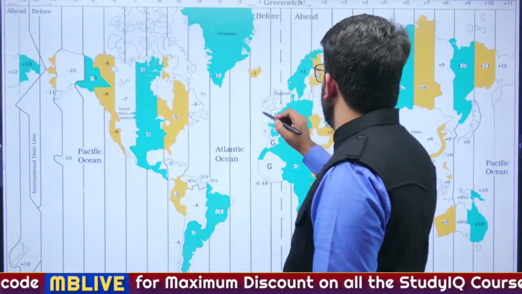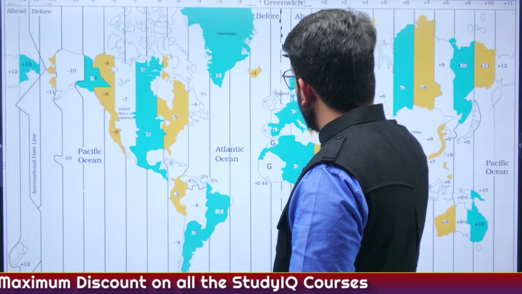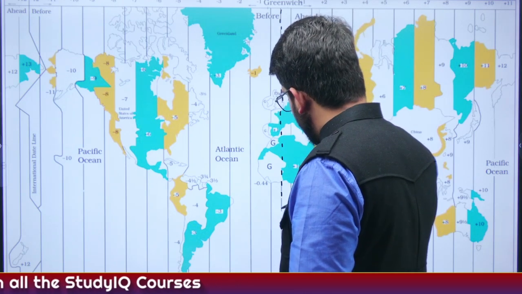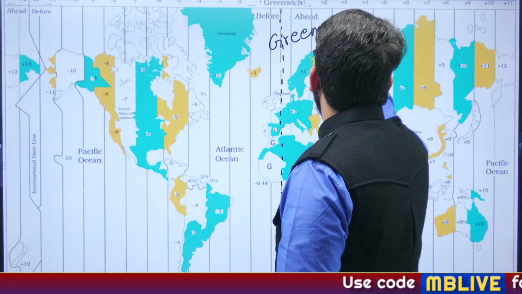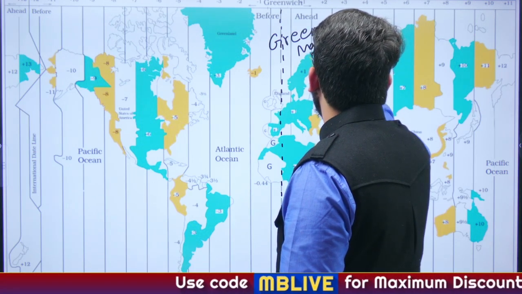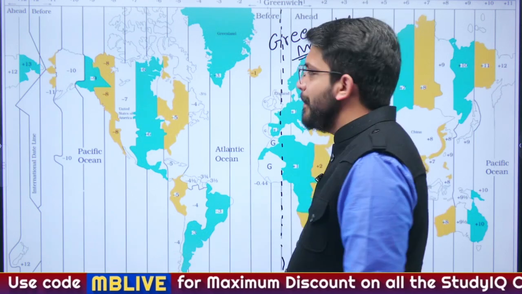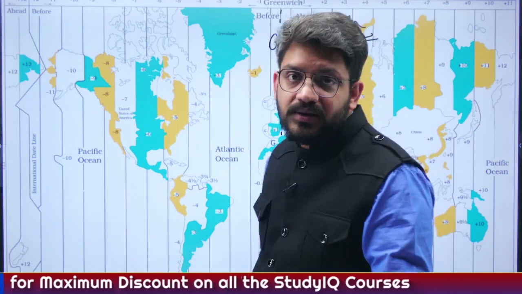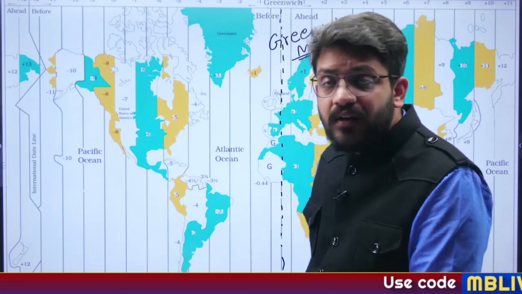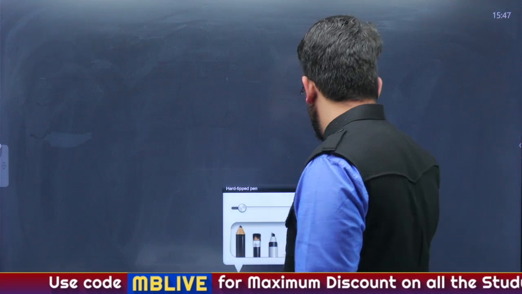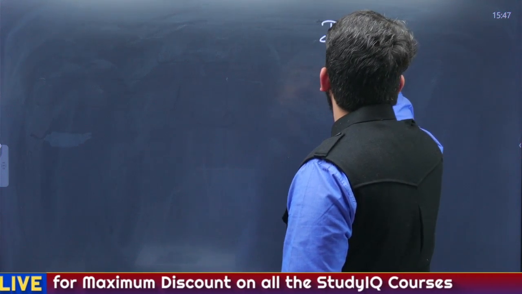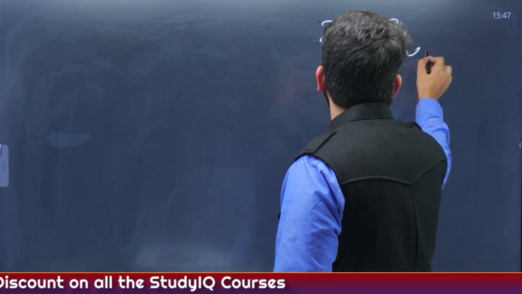Now, 0 degree, this is the 0 degree longitude, which is also known as Greenwich meridian. And one more important longitude is there, that is 180 degree longitude, which is known as the international date line. Now, why are these longitudes very important? They are important to determine date as well as time.